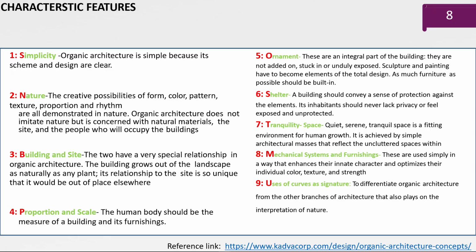Characteristics and features of organic architecture. Simplicity: it should be simple. Nature: we can use nature from colors, patterns, forms, proportions. Building and site are really special with each other. They have a relationship, a connection between the building and the site. Proportion and scale. Ornament: although it's not part of the building itself, things that we add like furniture, items and paintings should also have a connection.